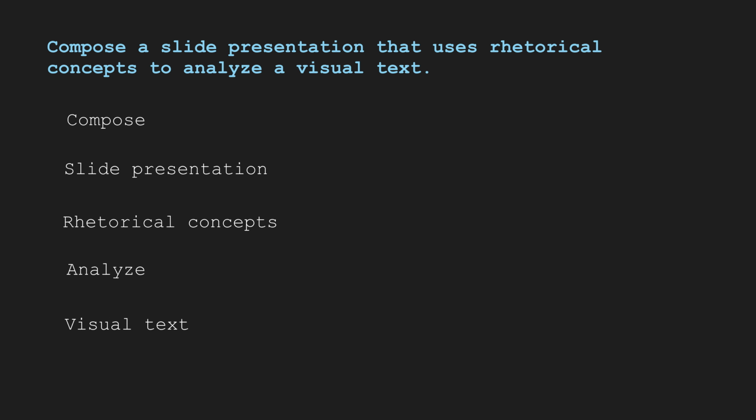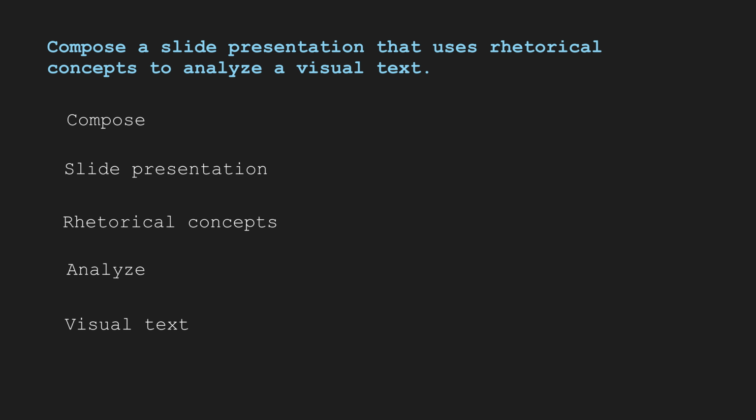But what we've done is really find a way to begin using that big, lumpy, module level outcome, compose a slide presentation that uses rhetorical concepts into visual text. That's a big one. And break it down into the keywords and think about how each of those keywords in our original outcome could be part of a way of thinking about breaking down our unit.